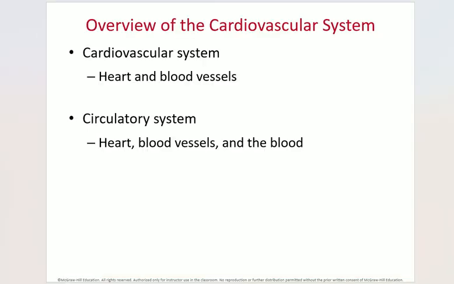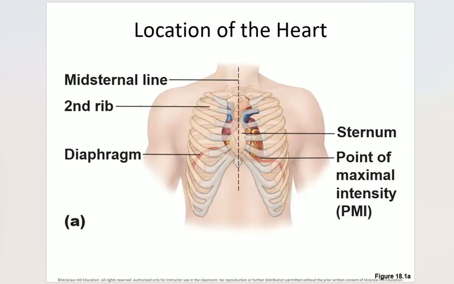So, a quick overview of the cardiovascular system. Cardio, heart; vascular, vessels. We're only talking about the heart and the blood vessels when we're talking cardiovascular. When we're talking circulatory system, we're talking about the heart, the blood vessels, and the blood. So, what do you circulate? You circulate the blood. That's a good way to differentiate the two. So, definitely know the difference between cardiovascular and circulatory.